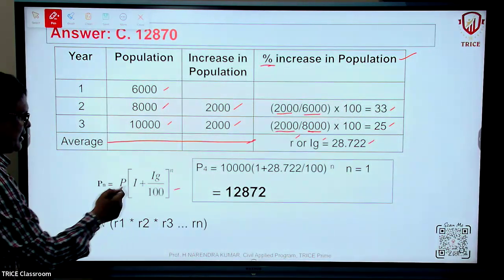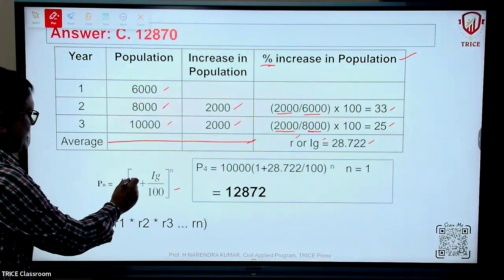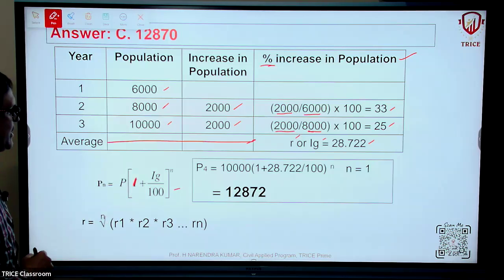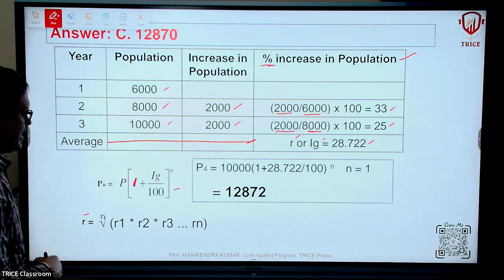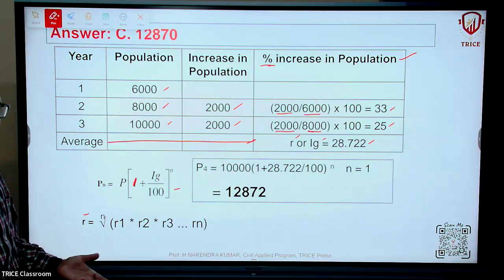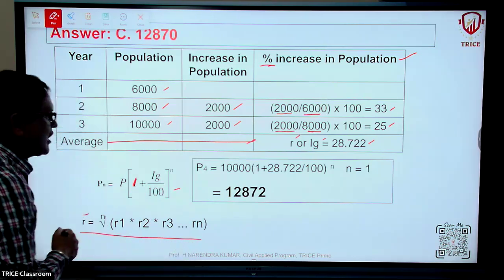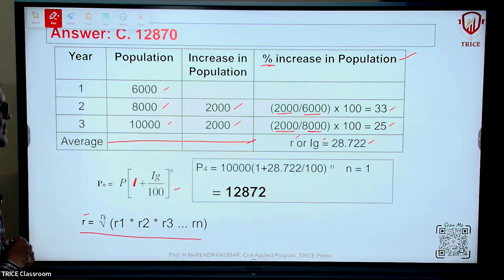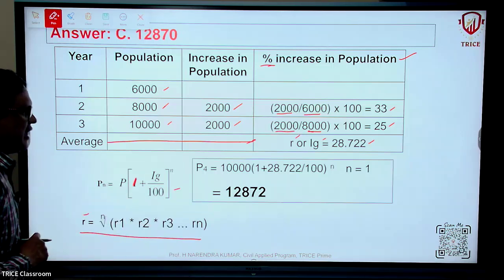Look at this equation now. This is the formula for the geometrical increase method. It says Pn is equal to P into (1 plus Ig divided by 100) whole to the power of n. This Ig or R can be calculated in different ways, but I followed this because in the last 10 years we are following this formula for the calculation of the R value, the percentage increase in population. That R value is nothing but the nth root of R1 into R2 into R3, etc., Rn.